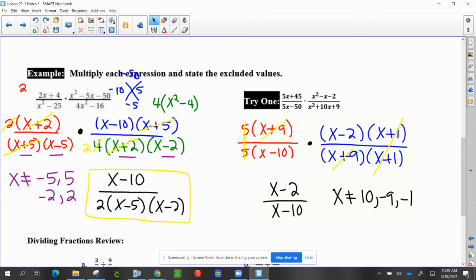Now my excluded values were 10, negative 9, and negative 1. Make sure you get your excluded values before you cancel them out.